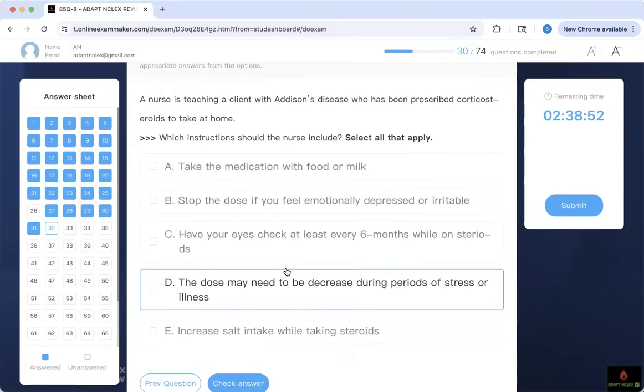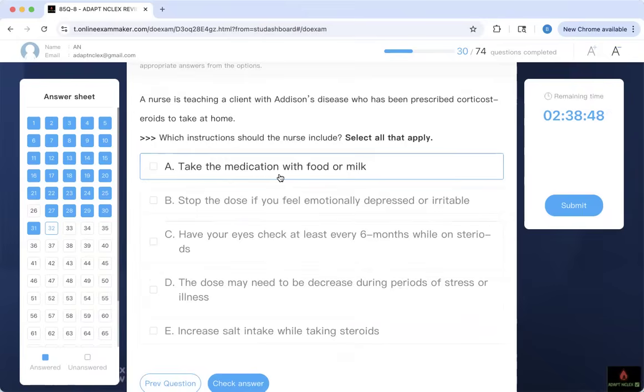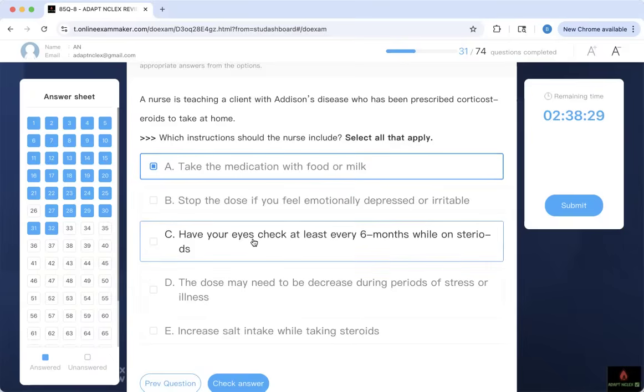I can tell you what? That taking medication with food is good because it prevents GI irritation. Stop the dose if you feel emotionally depressed, irritable. You can have psychosis or depression, but abrupt stoppage of the medication can cause adrenal crisis. Negative. Don't do that. Have your eyes checked at least every 6 months while on the steroid. Yes, it causes cataract. So this is good.